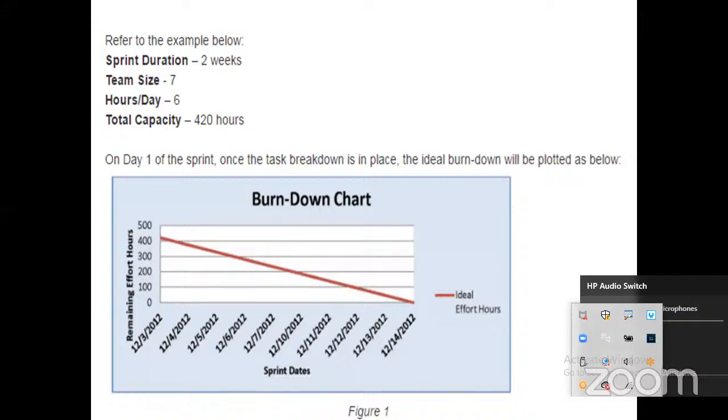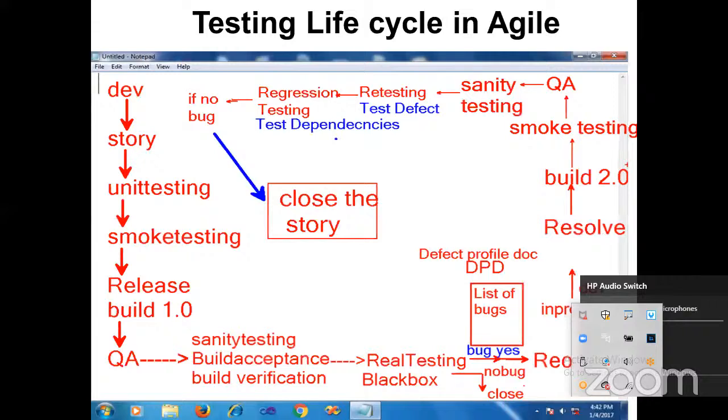the estimated time. And there is a testing life cycle also in the Agile model. So the developer will develop the story. Once the story is developed, unit testing will be done. Unit is a small piece of code. Who will develop the story? Developer. Who will test the code? Developer. And once unit testing is done, smoke testing will be done.